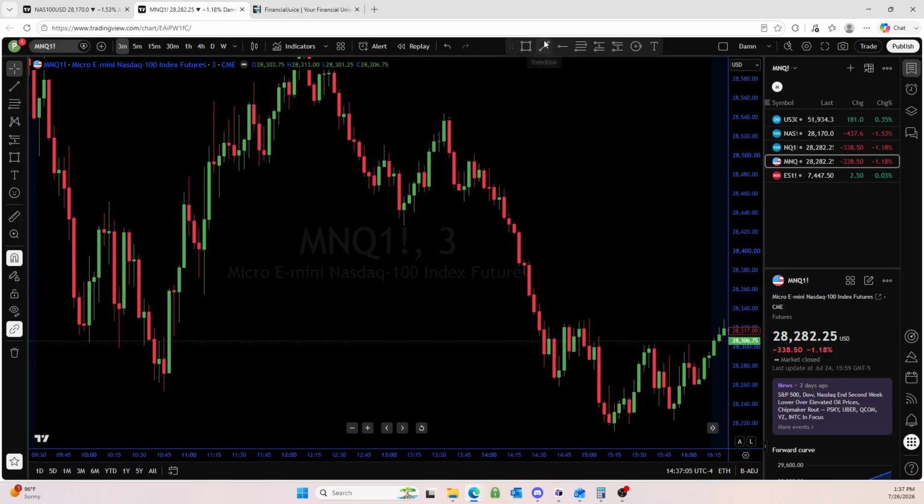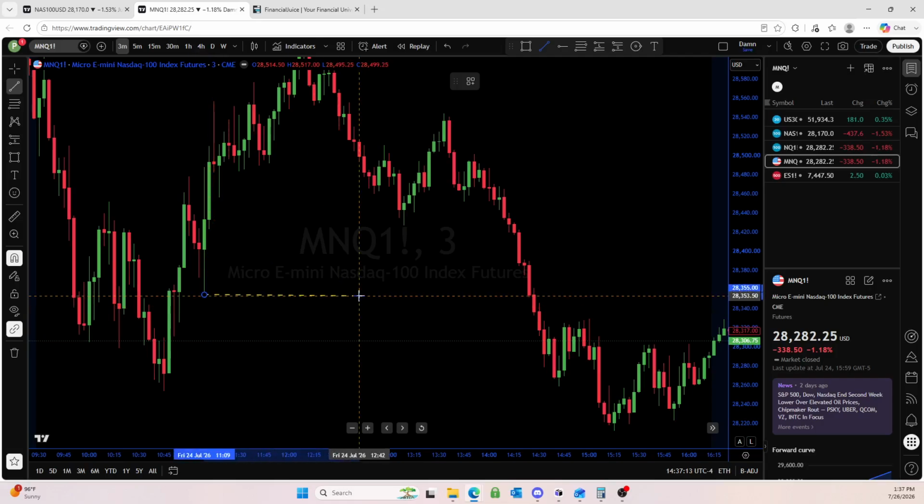One more time. You click the trend line with the left click of the mouse, you drag it to where you want it to be, your starting position, you click it once, left click, and scroll over to where you want it to be.